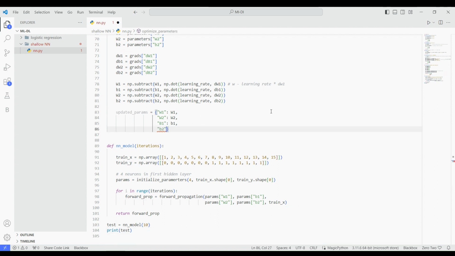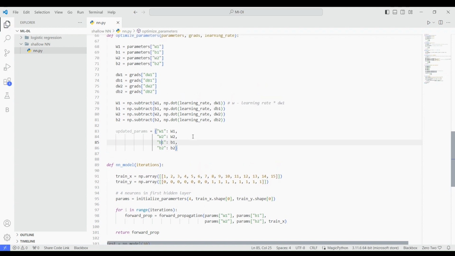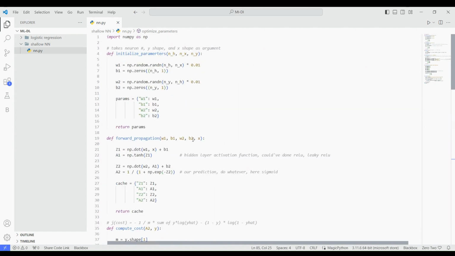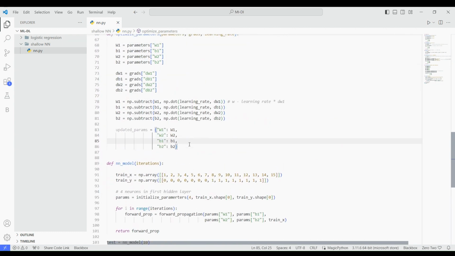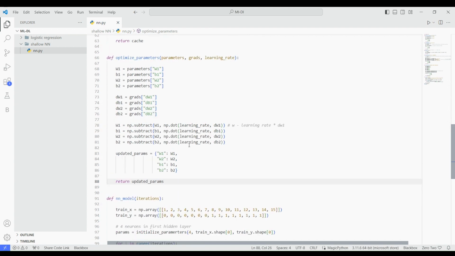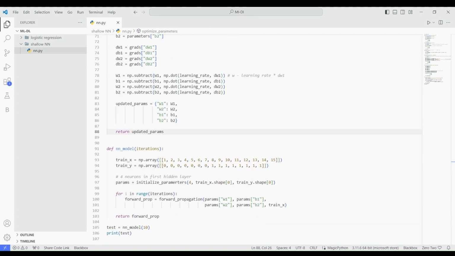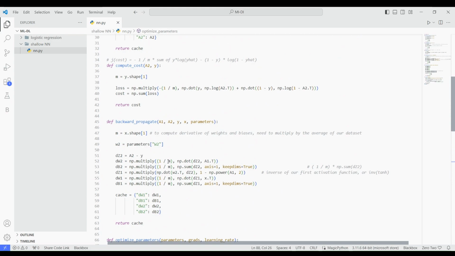Actually, I'm gonna make these lowercase because it really doesn't look good when we do this here. But whatever, it really isn't a big deal, right? It doesn't matter at all. And yeah, so that should be good. I'm not sure. I'm just gonna return my updated params. And I believe that should do it.